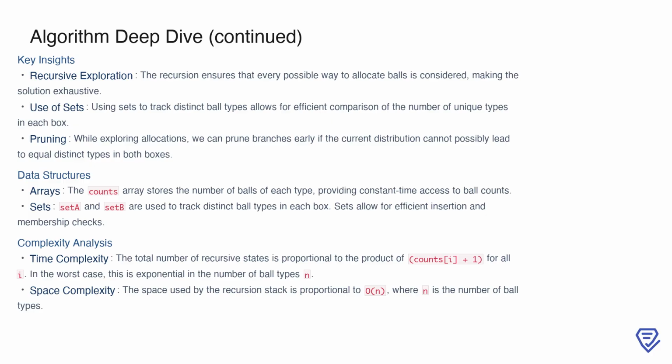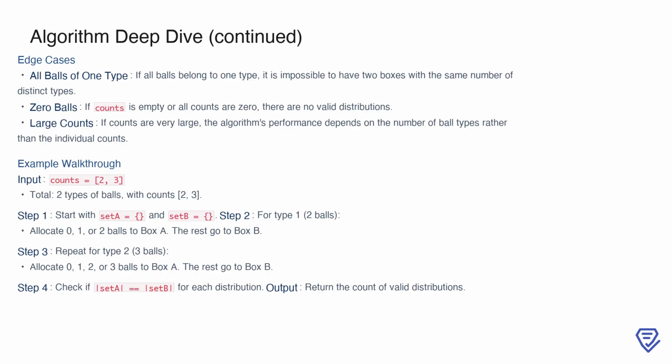Regarding complexity, the algorithm's time complexity is exponential in the number of ball types because we consider all possible allocations for each type. Specifically, the number of states we explore is proportional to the product of counts[i] plus 1 for all ball types i. Space complexity, on the other hand, is governed by the recursion stack, which grows linearly with the number of ball types, or O(n).